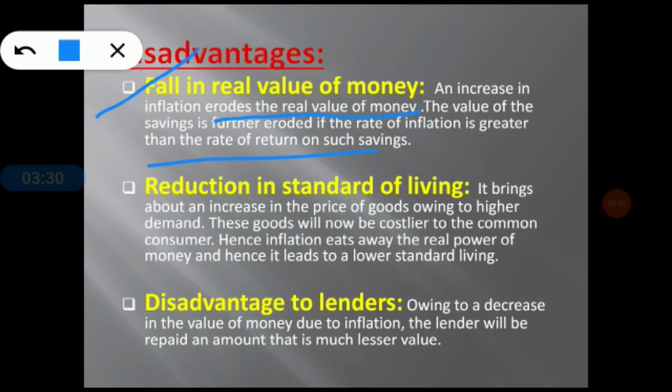Clear? So now going to the next point, that is it reduces the standard of living of the people. Inflation brings about an increase in the price of goods owing to the higher demand.